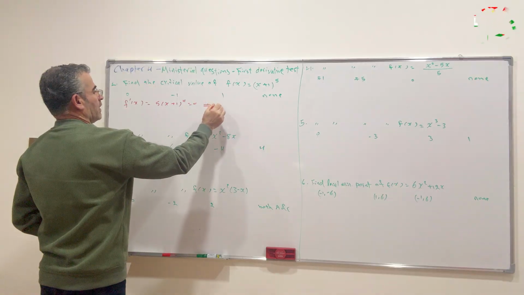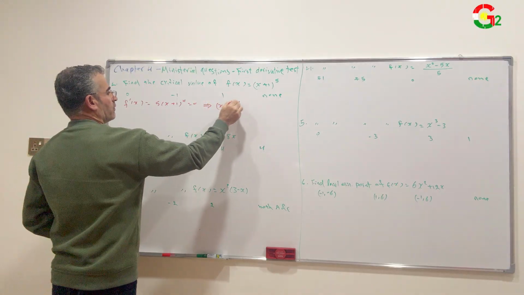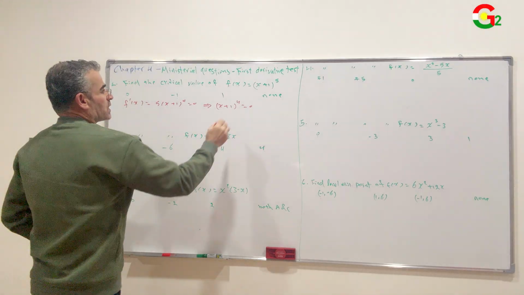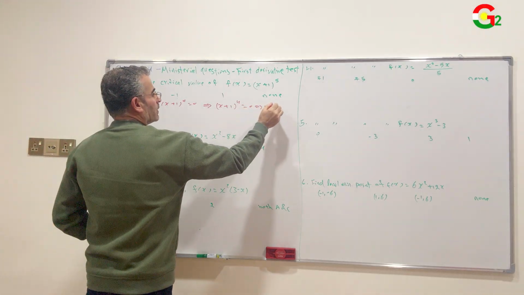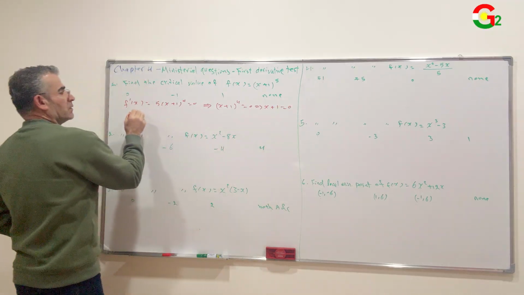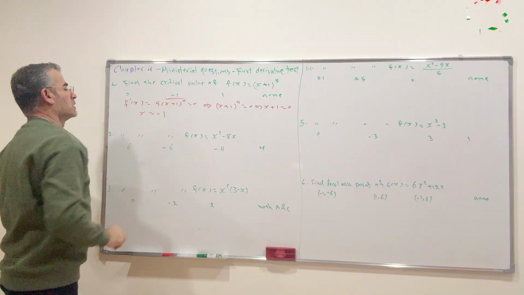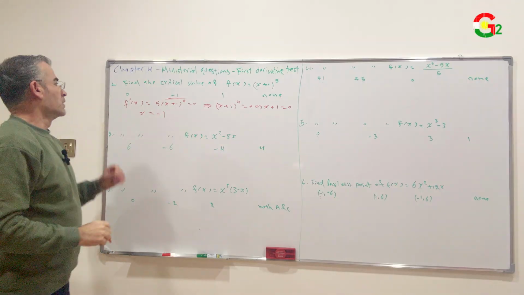Divide both sides by 5, (x plus 1) to the power 4 equals 0. Take the fourth root for both sides, then x plus 1 equals 0, then x equals negative 1. Choice B. Question number 2.